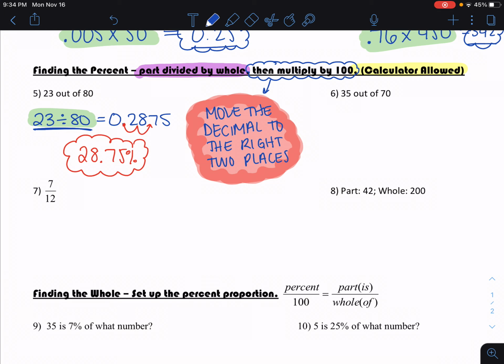So for number 6, 35 out of 70 means 35 divided by 70. This is the work that I need to show. So here's my work. I'm going to put this in my calculator. 35 divided by 70 is 0.5.